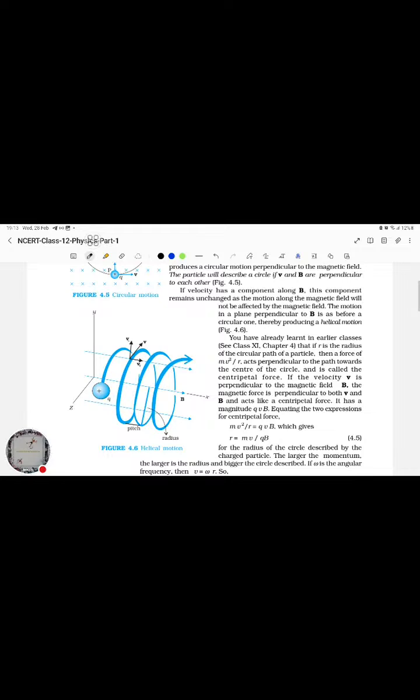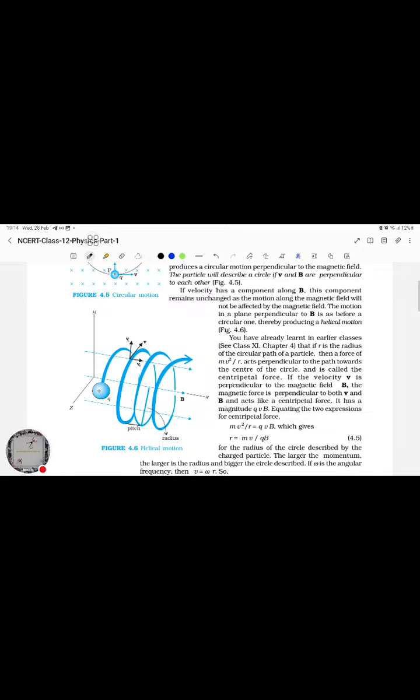So let's say the velocity is making a certain angle with the magnetic field. In such a scenario, the perpendicular component, v perpendicular, will be contributing to motion in a circle, and simultaneously we will have the parallel component of velocity, v parallel, along the magnetic field, which will make it move in a circular motion and in a linear way simultaneously, leading to the formation of a helical path.